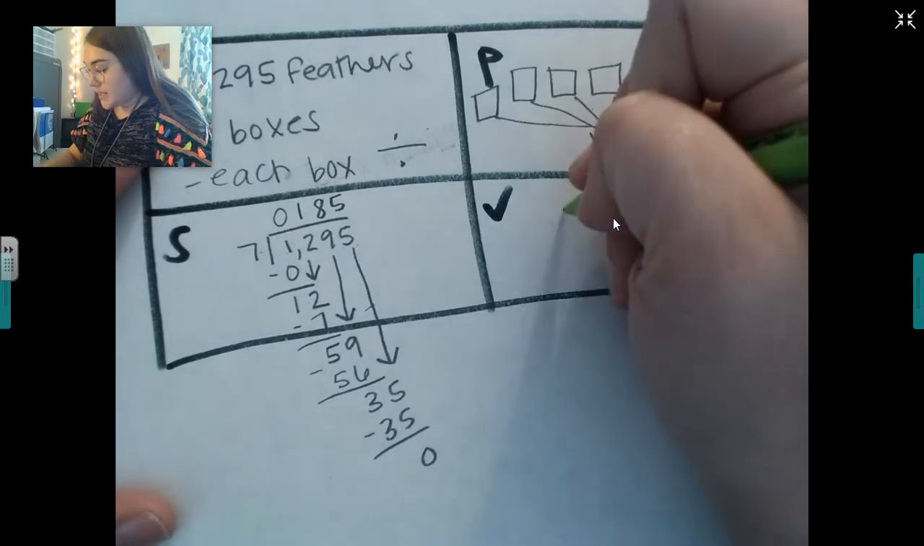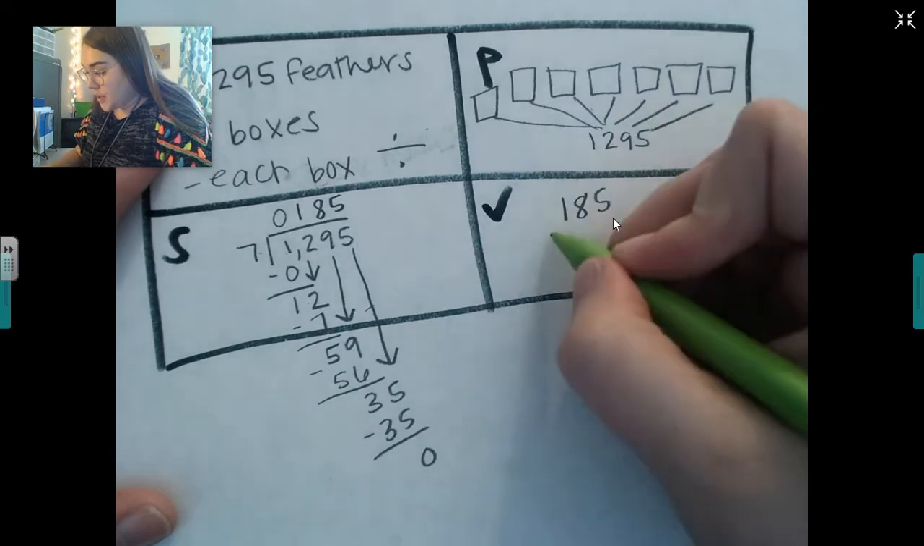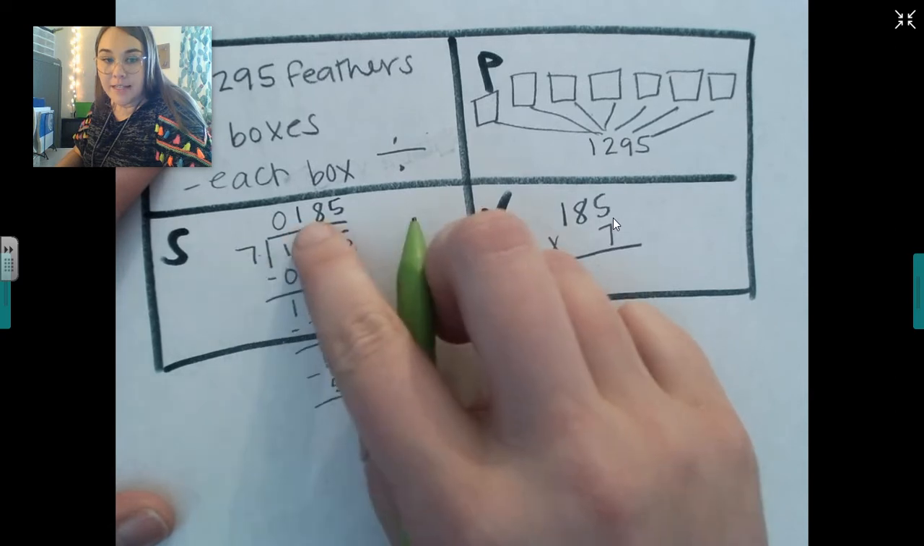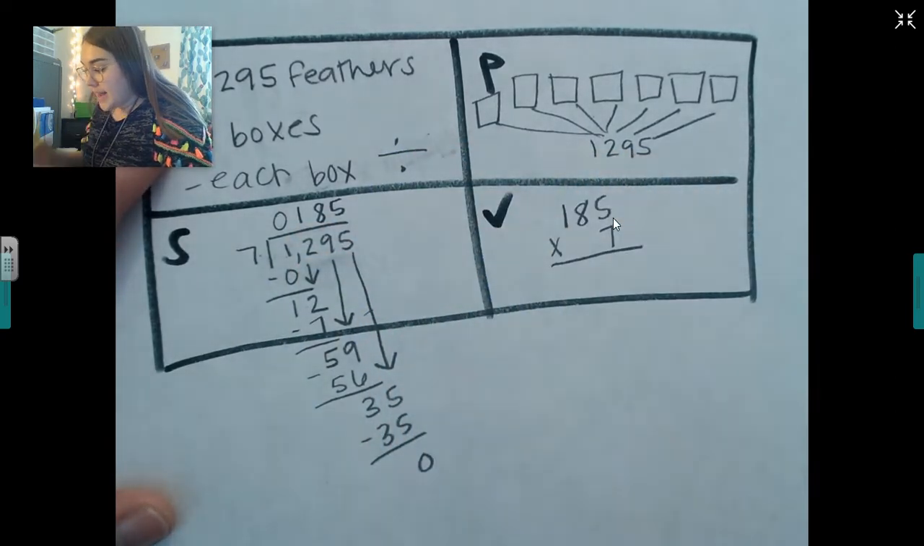So now we're going to take our answer, 185, and you're going to multiply it by your divisor. So you multiply the top and the side together, and you should get the one underneath the garage. So I want you to go ahead and check your answer, and if we got it right, we're going to circle it.